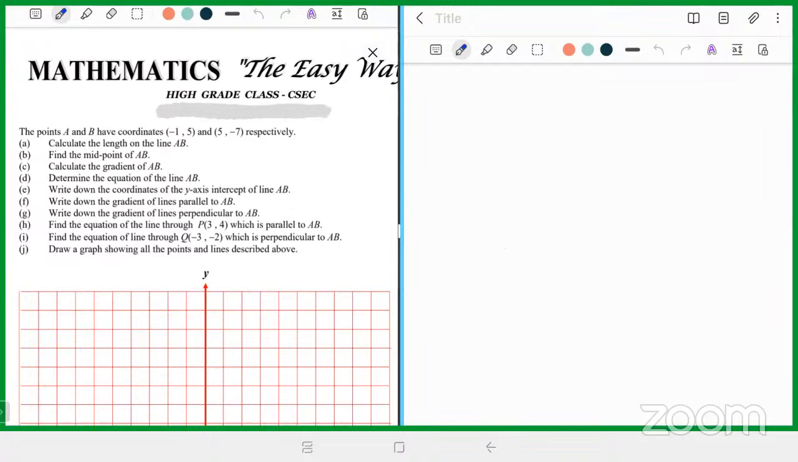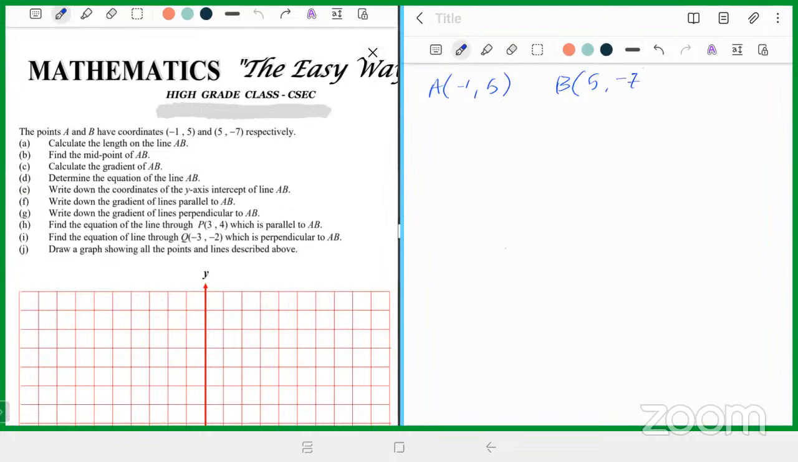All right. So this question gave us these 2 points, A and B. These are the coordinates. That's point A, and that's point B. So I'm just going to write them down on the screen here. So A is a point (-1, 5), and B is a point (5, -7).